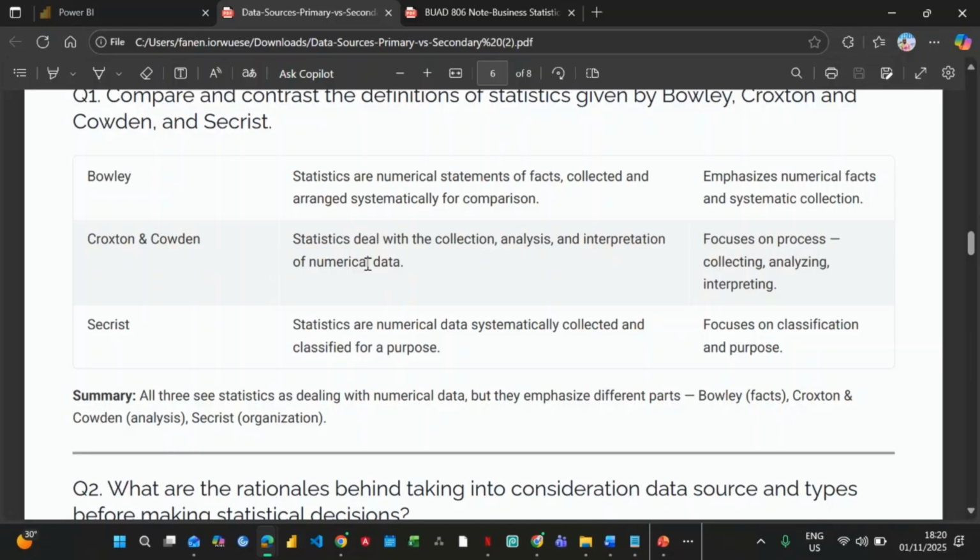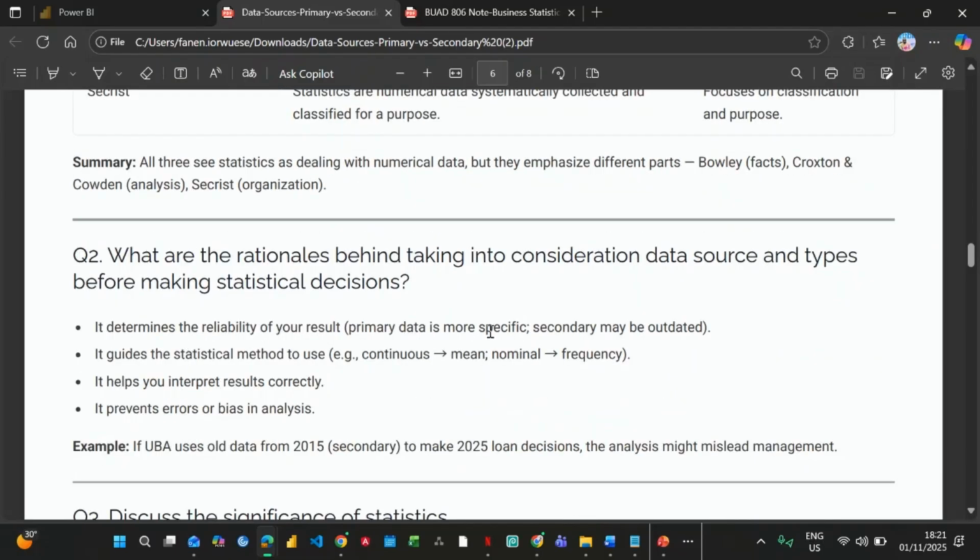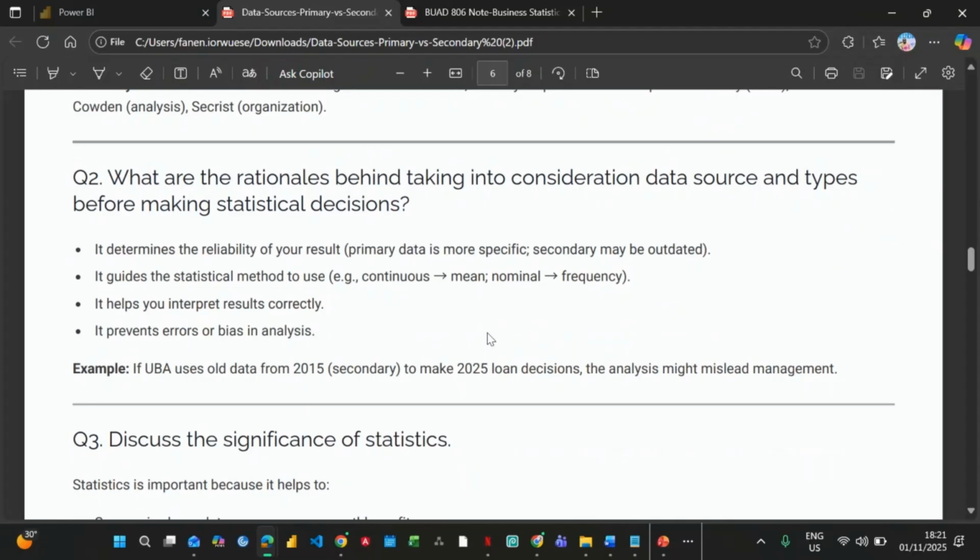So they're actually saying the same thing, but they have different kinds of knowledge about the whole thing. This one said that statistics are numerical data collected and classified for a purpose. So he focused more on classification and purpose. You understand? So all three definitions deal with numerical data, but they emphasize different parts. So you can see it here. You can actually browse that. I browsed those answers just to show you. I checked on the internet.